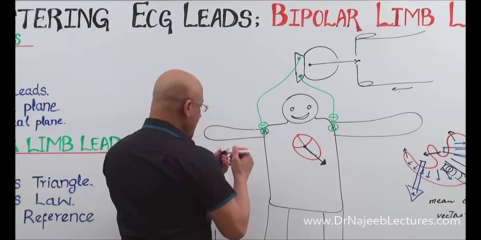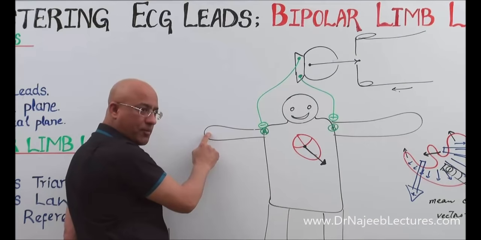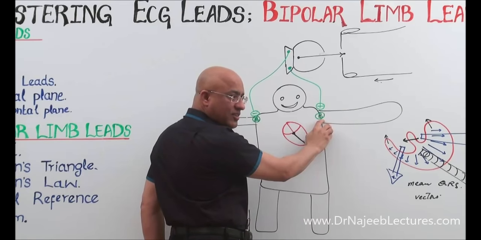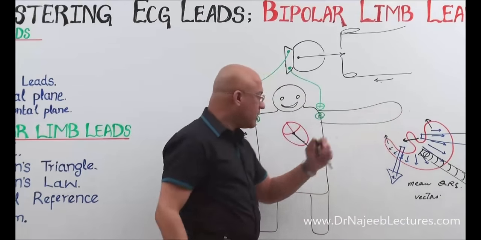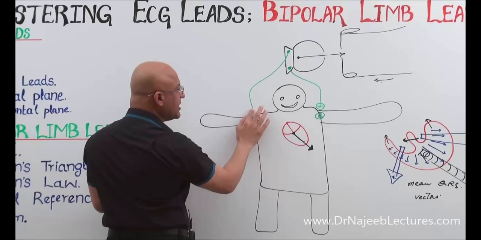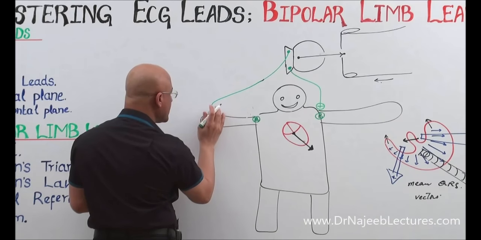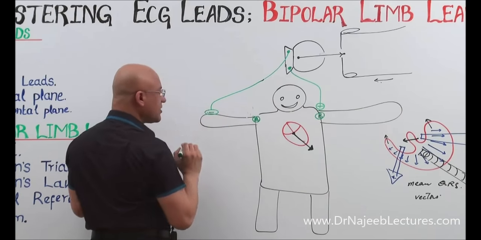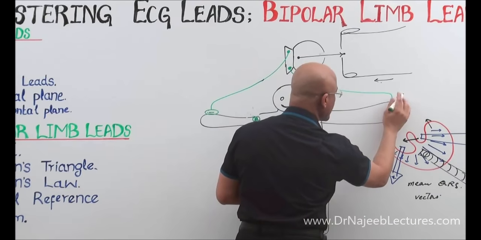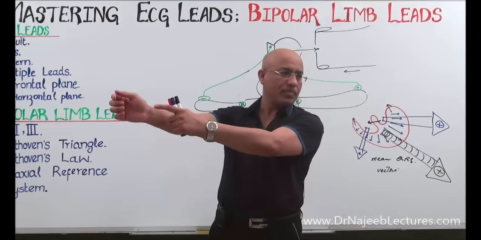So now another thing: whatever electrical potential is present at this shoulder, the same will be conducted in the arm. In the same way, whatever electrical potential is present at this left shoulder, the same will be conducted in the left arm. So for convenience, rather than applying the negative terminal on the shoulder, it's easier to apply it on the wrist. And in the same way, the positive terminal, rather than putting it there, we can apply on the wrist on the left side. Now we can say the right arm has what? Negative terminal.